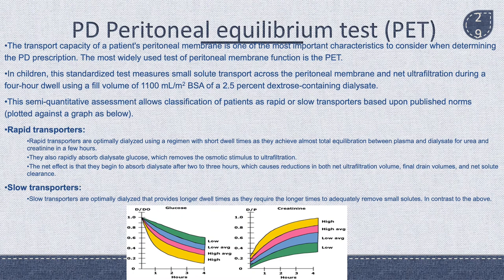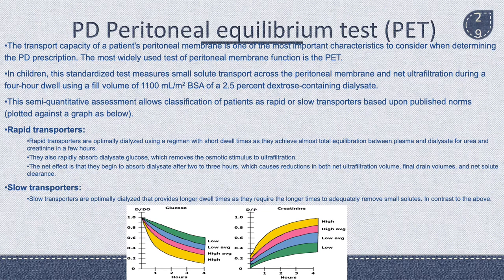An important note on the peritoneal equilibrium test, or PET. The transport capacity of a patient's peritoneal membrane is one of the most important characteristics to consider when determining the PD prescription. This standardized test measures the small solute transport across the peritoneal membrane and the net ultrafiltration by taking blood before a 4-hour dwell and after a 4-hour dwell with a full volume of 1.1 liters of a 2.5% dextrose-containing dialysate.